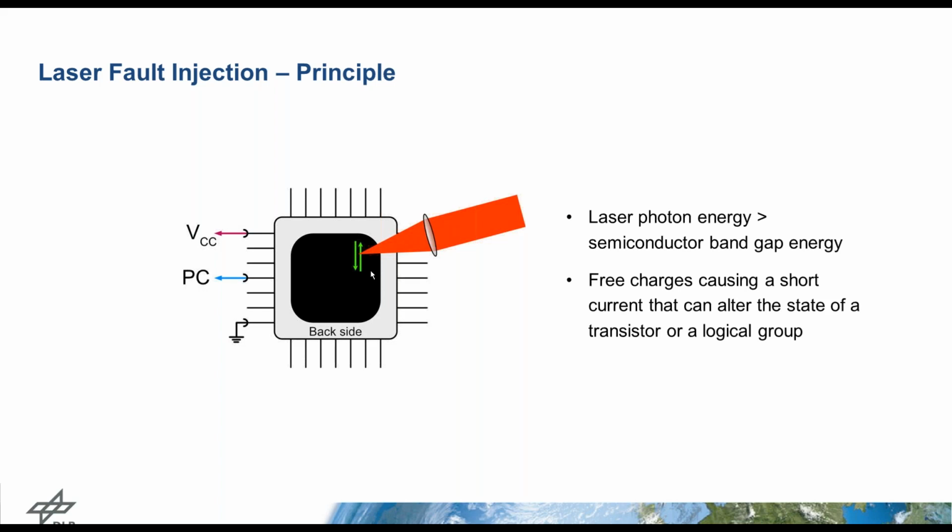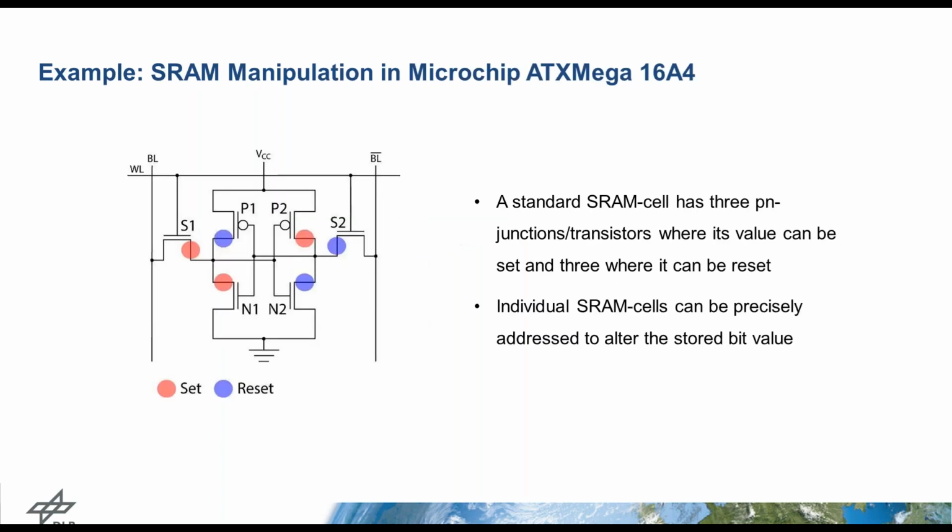A simple example that shows what's possible is the manipulation of the state of an SRAM cell. If you look at the circuitry here, this is the standard SRAM cell you find in each controller and on each integrated circuit. That means this is 1 bit. It consists of 6 transistors. I will not explain in detail, but as highlighted here, there are 6 sensitive areas where you can set or reset. You can change the state of this SRAM cell from 0 to 1 with the red ones, and in the blue regions, you can set it from 1 to 0.